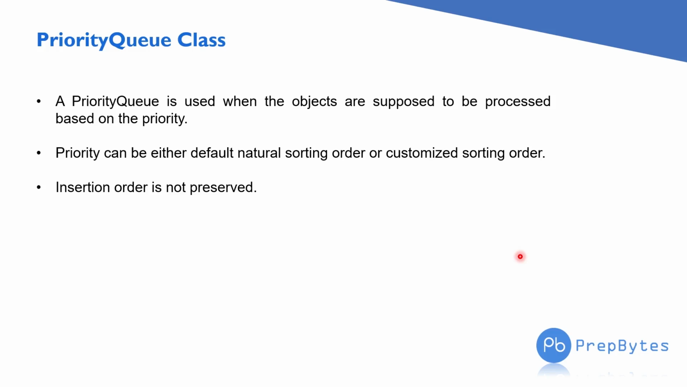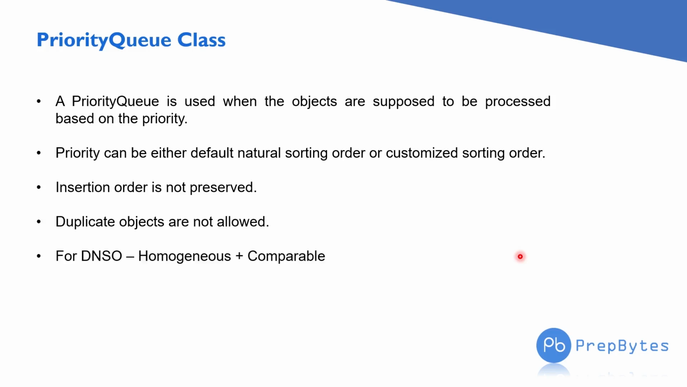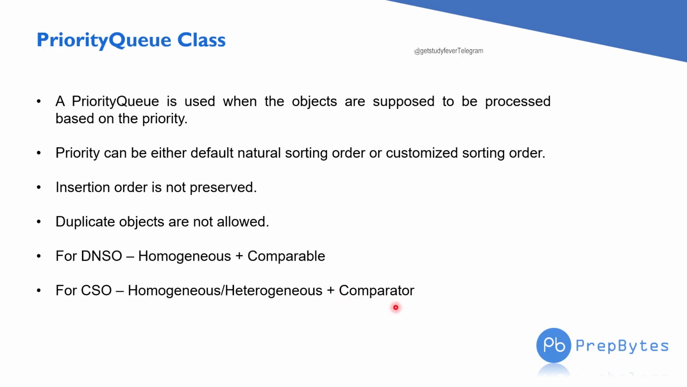Insertion order is not preserved. Duplicate objects are not allowed. For the default natural sorting order, only homogeneous and comparable objects are allowed. We have seen this same point in the previous topic also. So for the default natural sorting order, it is homogeneous plus comparable, but for a customized sorting order, we can have homogeneous as well as heterogeneous objects plus a comparator. It's very simple: with the help of a comparator, we can give our customized sorting order.